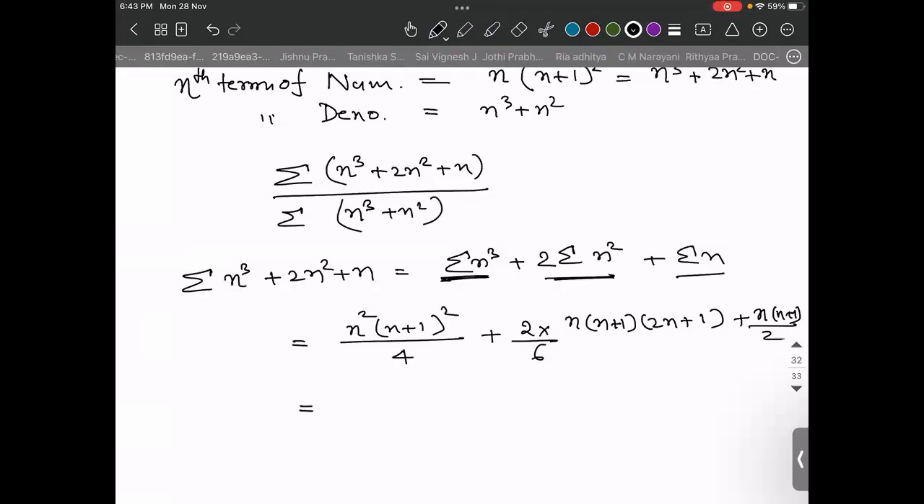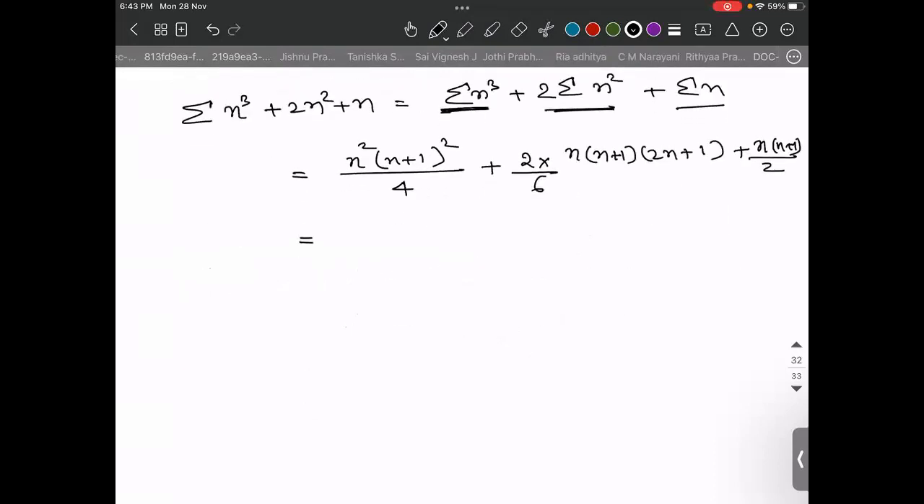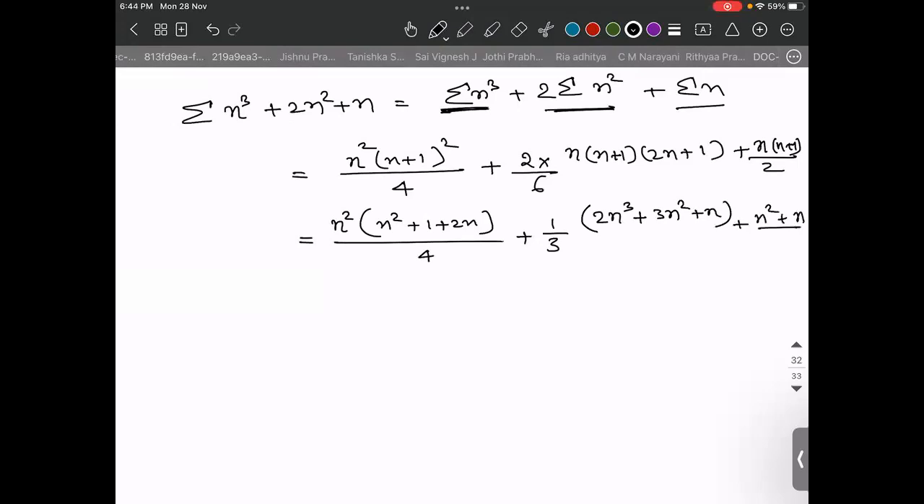Take the LCM, man. Take the LCM. What will be the LCM? Just directly multiply all the terms. Whatever algebra you know, just do that. No fancy stuff, nothing. Okay, so n square, we know this is n square into n plus 1 whole square upon 4, plus n into n plus 1, 2n plus 1 upon 3, plus n square plus n upon 2.